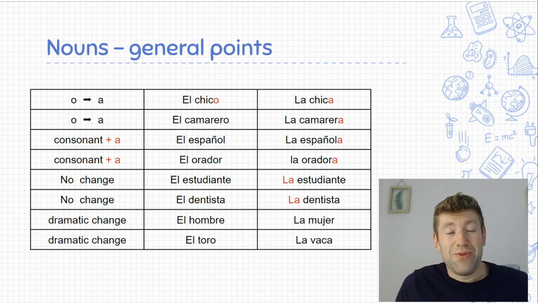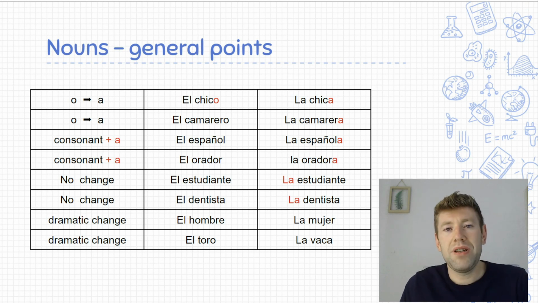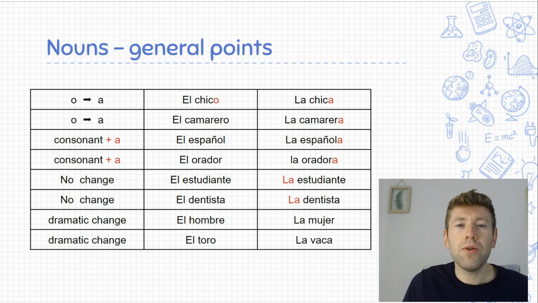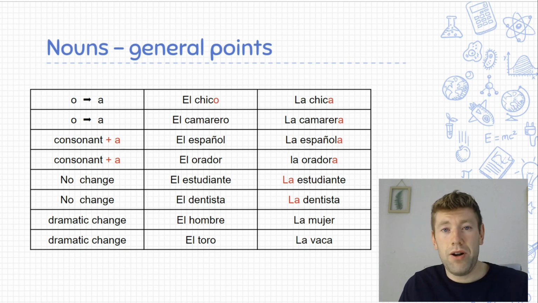And other times there's a dramatic change. So for example, the man would be el hombre and the woman la mujer. The bull would be el toro and the cow would be la vaca. So understand these are dramatic changes, just like you would have in English, like we have man going to woman or stallion going to mare. And they're just things that you need to pick up over time.